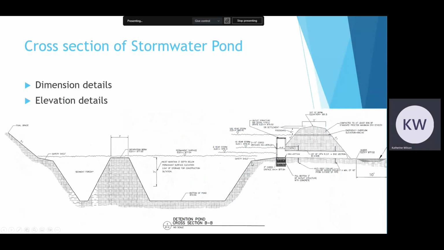And then you can see your safety shelf that goes up to the right and then leads to your outlet structure and outlet pipe leading out of the pond. So this is a typical cross section. It also lists slopes and elevation depths.